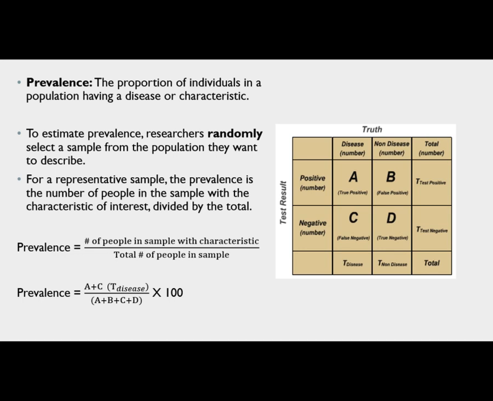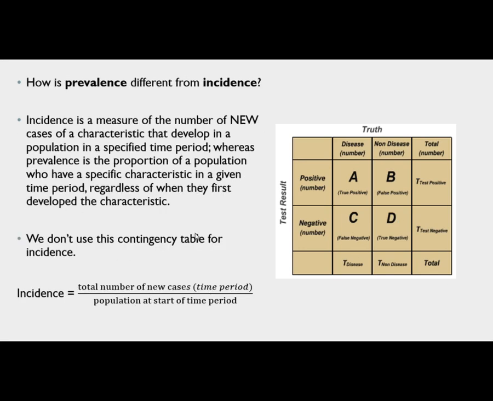To estimate prevalence, researchers randomly select a sample from the population that they want to describe. For a representative sample, the prevalence is the number of people in the sample with a characteristic of interest divided by the total. So we have the total number of people in the sample with a characteristic over the total number of people in the entire sample. So that would be A plus C, which is the total of disease, divided by A plus B plus C plus D times 100.